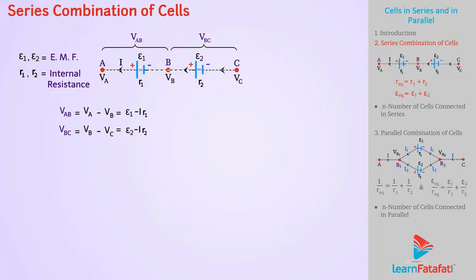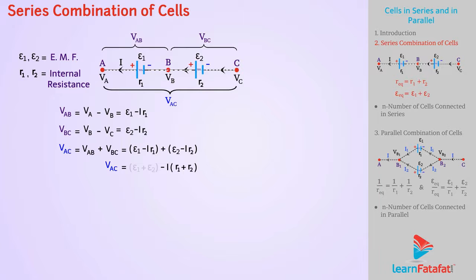Then, the potential difference between A and C will be VAC equals VAB plus VBC, which is equal to epsilon1 minus IR1 plus epsilon2 minus IR2, which is equal to epsilon1 plus epsilon2 minus I into bracket R1 plus R2.